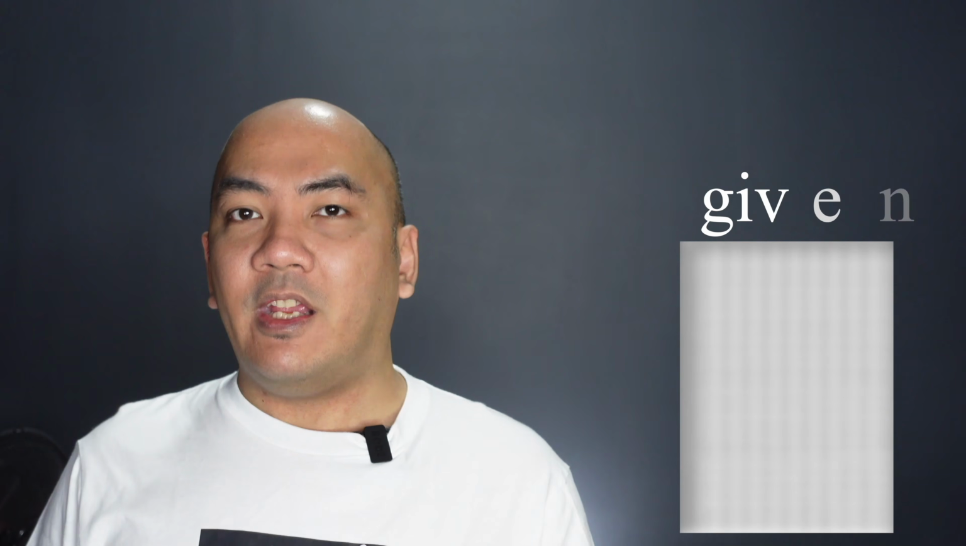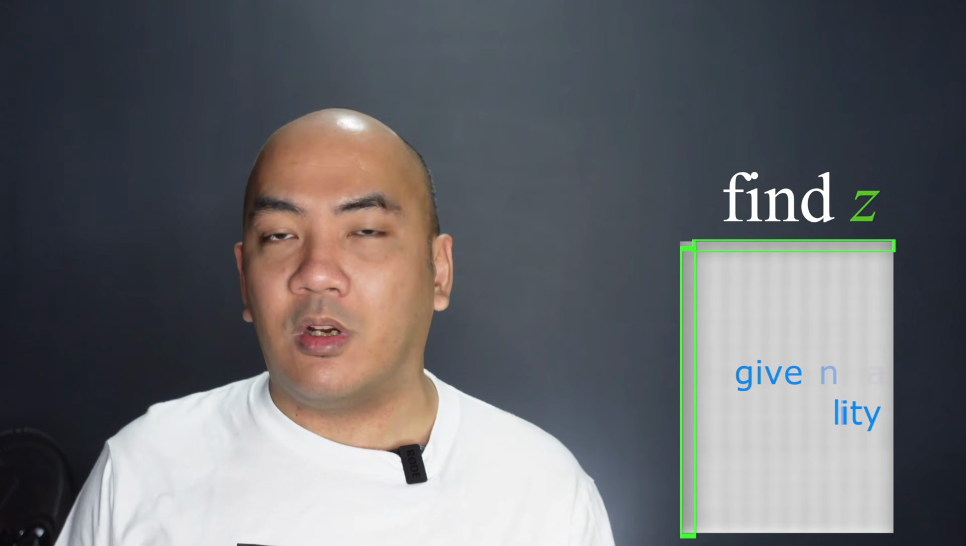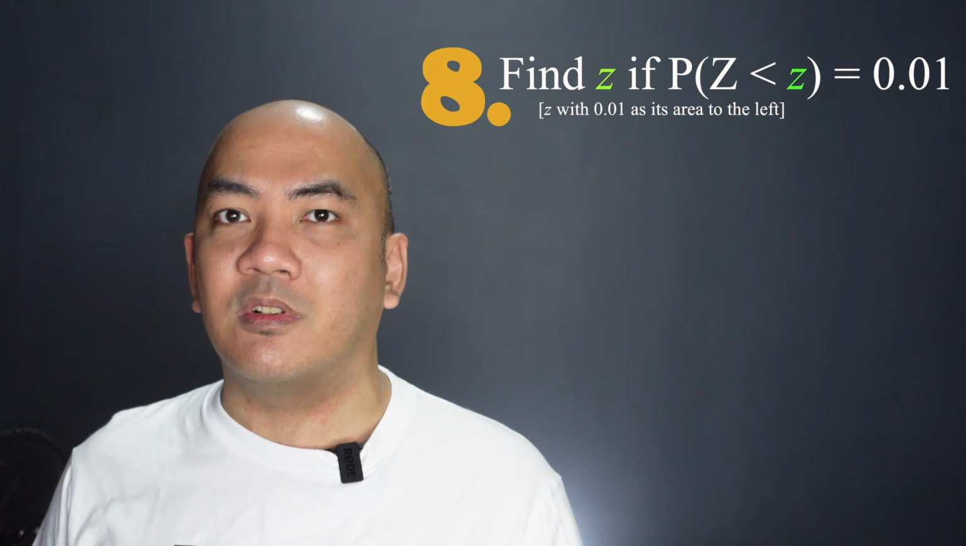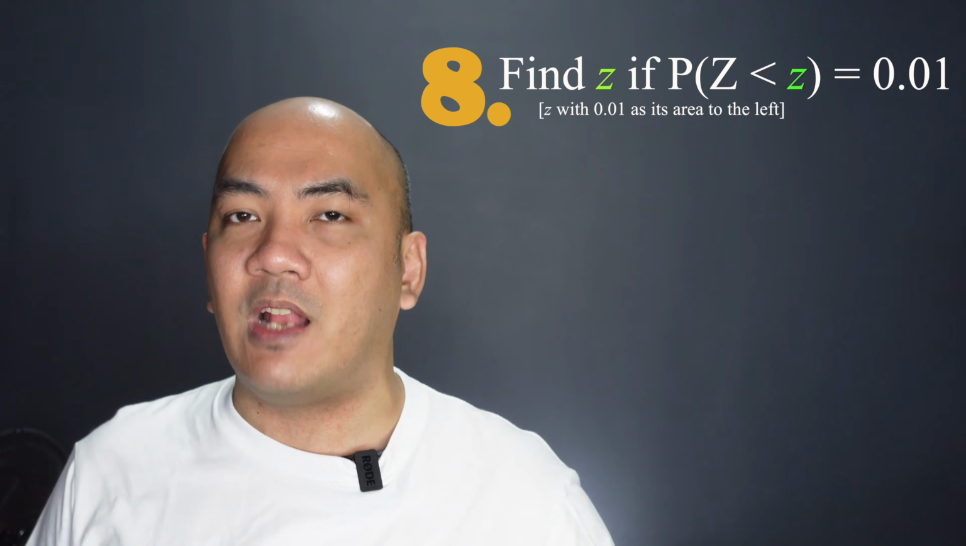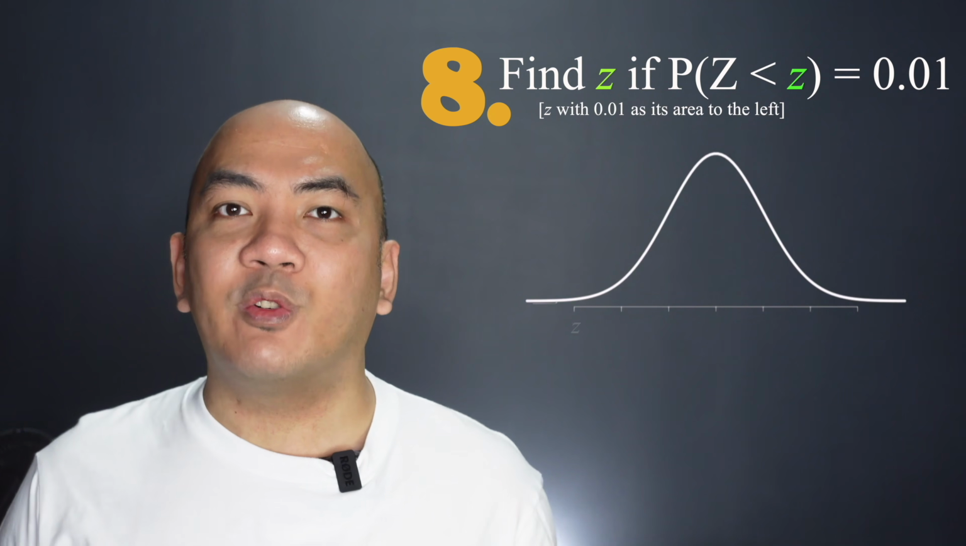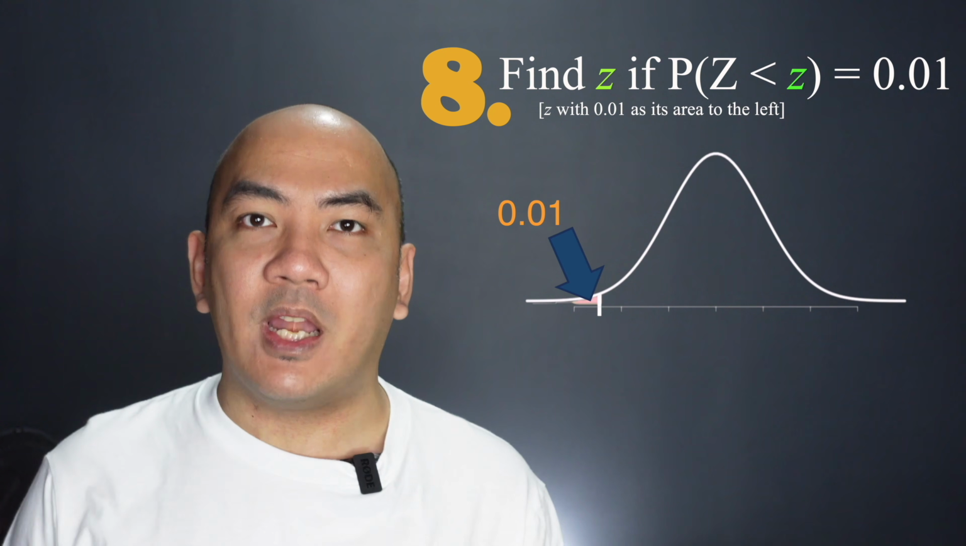Now on the previous examples, you're asked for some probability given some specific value of z. Now what if it's the other way around? The given is the probability and you will find a particular value of z. Now suppose you're asked to find the probability that a standardized random variable z to be less than a specific value z, let's say 0.01. In other words, you're going to find z in which the area to the left is 0.01.